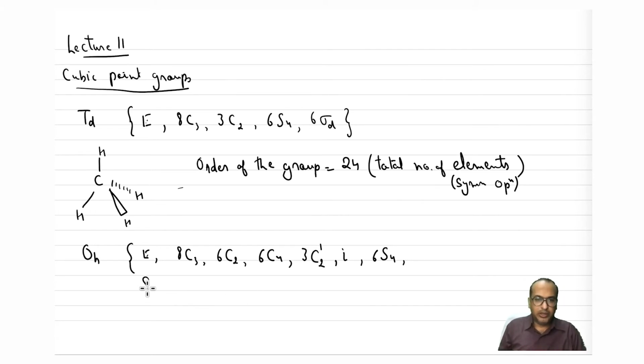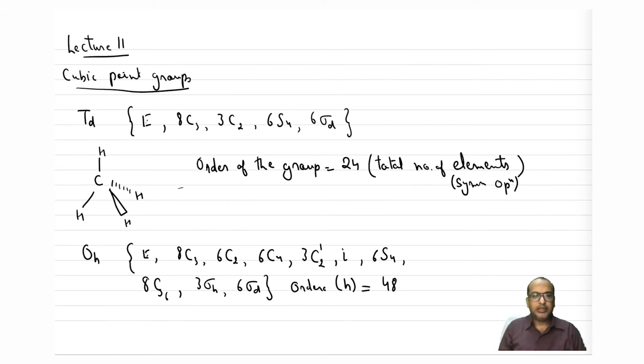8 S6, then you have 3 sigma H and 6 sigma D. Okay, and the order of the group, also denoted by H, is 48 here.